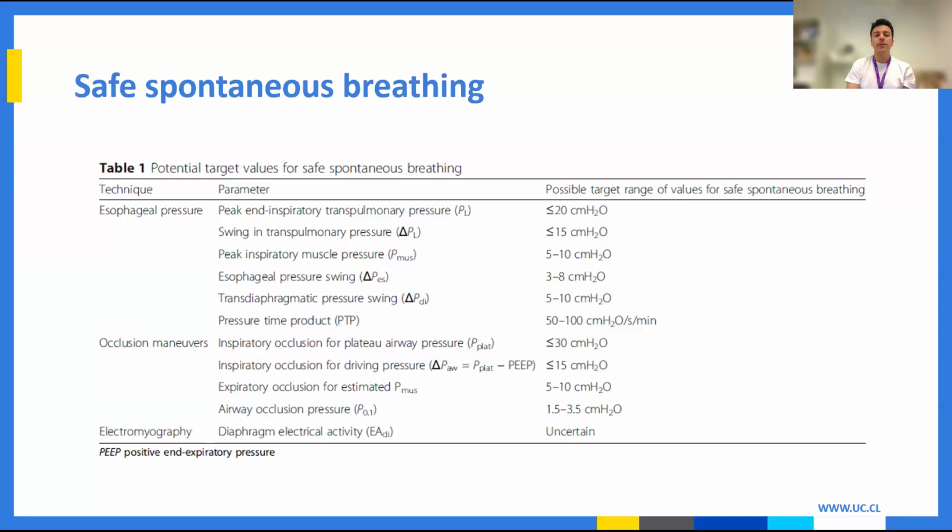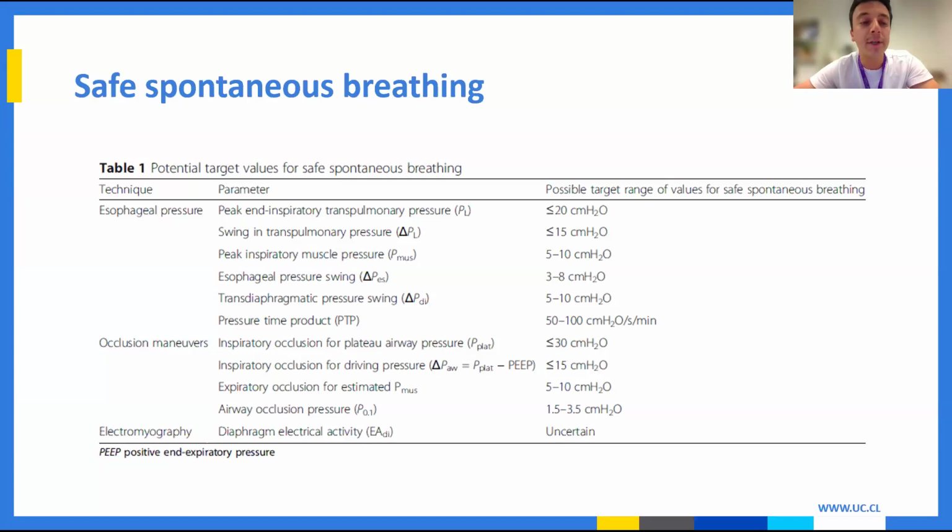So here are some potential target values for safe spontaneous breathing. If you have esophageal pressure, then you can derive different parameters: end inspiratory transpulmonary pressure less than 20, swings in transpulmonary pressure less than 15, PMUS between 5 and 10, esophageal pressure swings between 3 and 8, pressure time product 50 to 100.